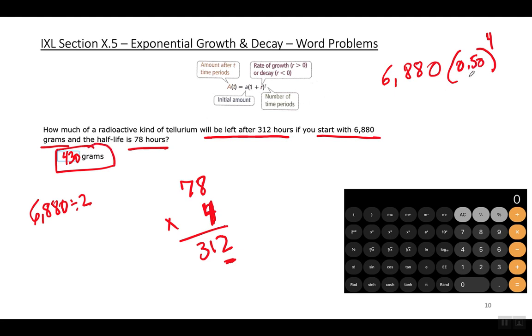Again, I would do it this way. I think it's easier. All right, so in your calculator, you would put 0.50, then you hit this button. You tell the calculator that you want a 4 in your exponent. Then you hit equals. Then you press times. You enter 6,880 and hit the equal button again. And it'll give you this answer, okay?